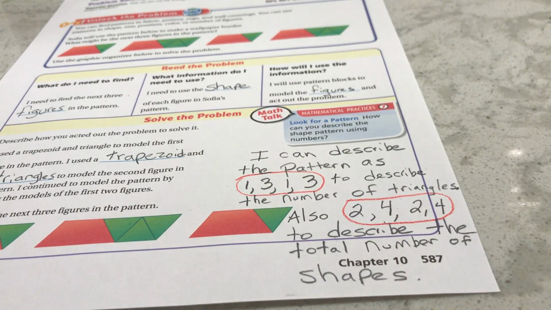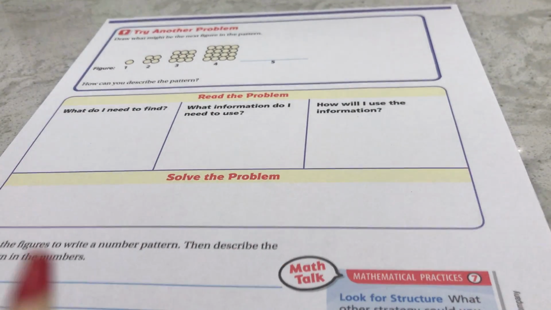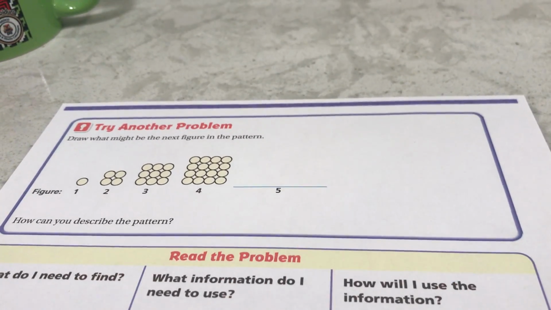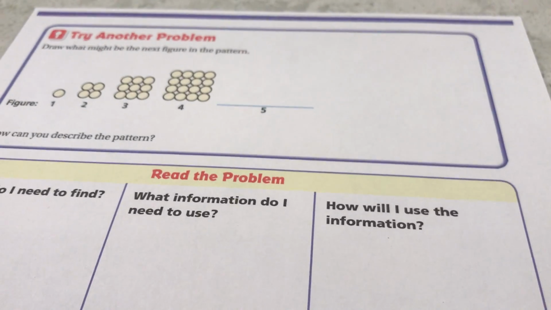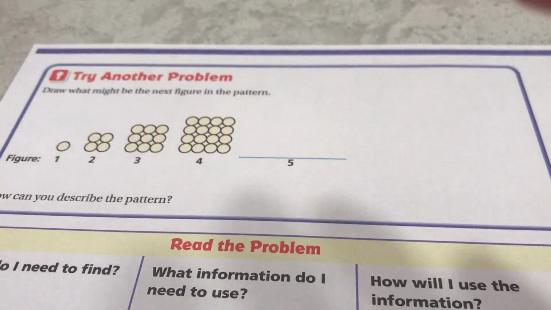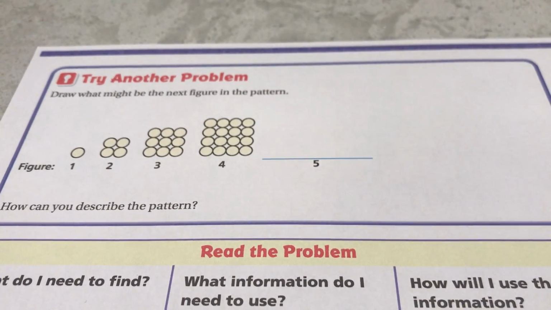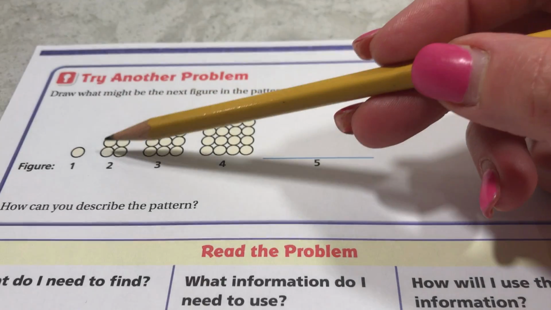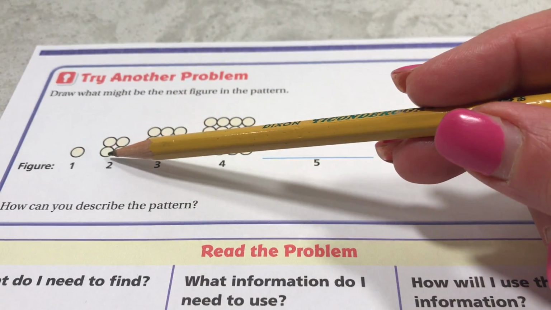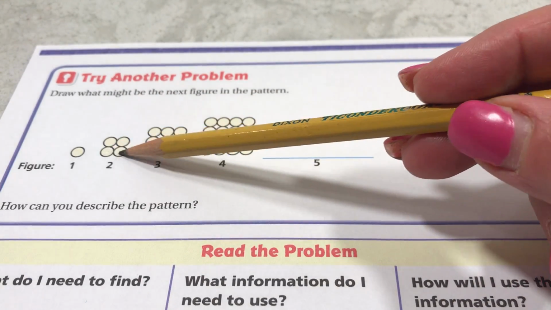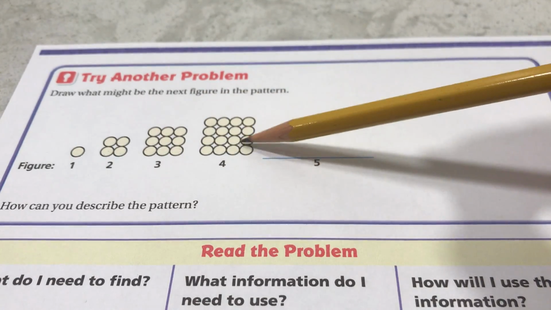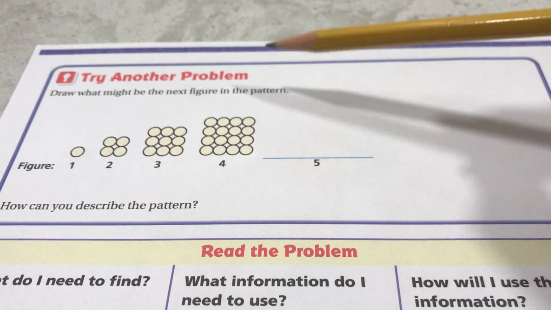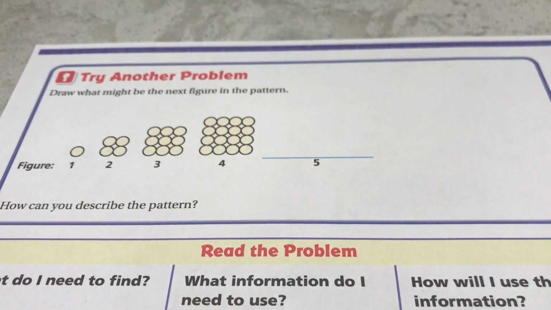All right, so let's flip on to the next page. So page 588. All right, so up at the top, try another pattern. Okay. Draw what might be the next figure in the pattern. All right, so we have figure 1 has 1 circle. Figure 2, I'm saying has, well, here's 2 here, but 2 up here. 3 is 3. 4 is 1, 2, 3, 4. 1, 2, 3, 4. Go ahead and draw what you think 5 is. Go.